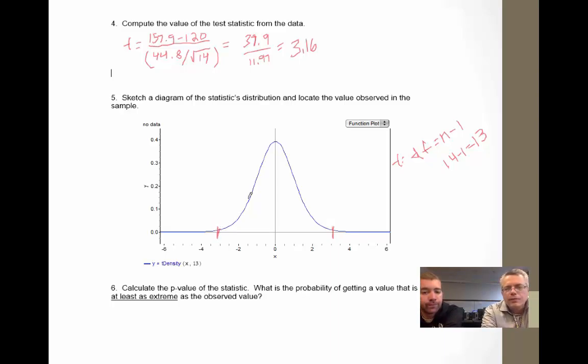So it says calculate the p-value. That's what we're doing here. So we're going to use tcdf, much like normal cdf, but tcdf. Now we're going to use one tail and then multiply it by 2. So let's use the left tail. So the lower limit would be like negative 100,000.